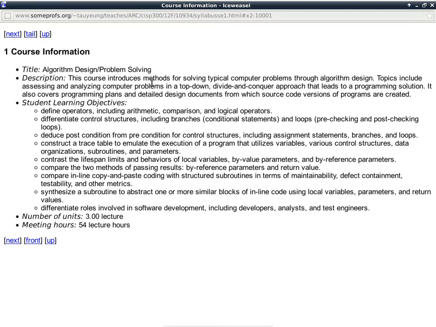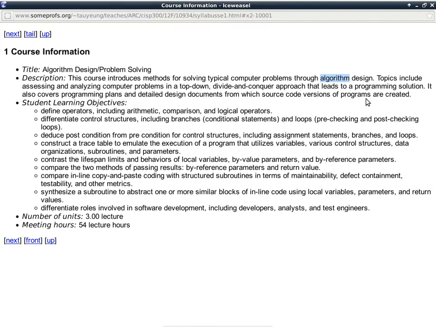The description, you have access to this already from your catalog. This course introduces methods for solving typical computer problems through algorithm design. Algorithm is a fancy word for method. Okay? A way of doing things, a method of doing things. It's just a fancy word that people use in computer science that means exactly the same thing. Topics include assessing and analyzing computer problems in a top-down divide and conquer approach that leads to a programming solution. It also covers programming plans and detailed design documents from which source code versions of programs are created.